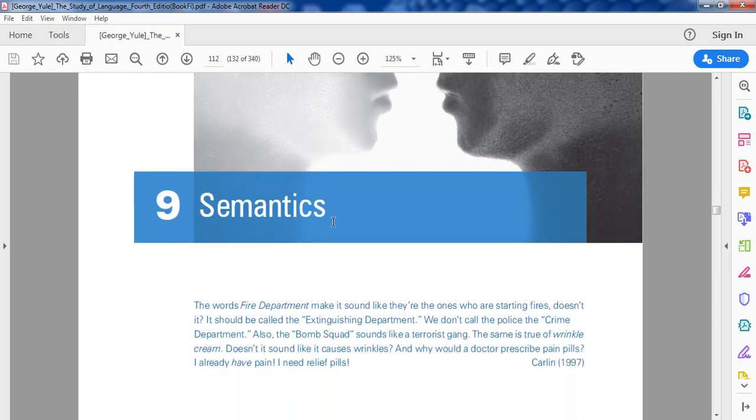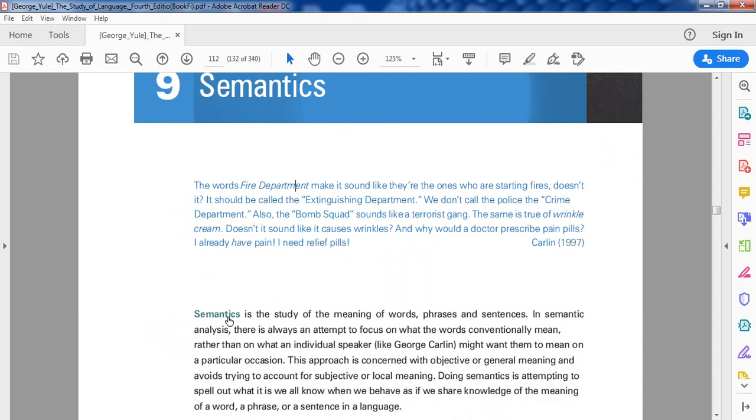So what is semantics? Semantics, as it is defined here, is the study of meaning of words, phrases, and sentences. The main word in this definition is the word meaning. But until this moment, we don't have a specific definition for the word meaning, but we have types of meanings. To understand what meaning is, we have to understand the types of meaning.